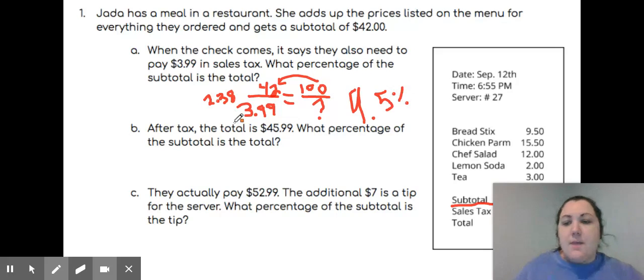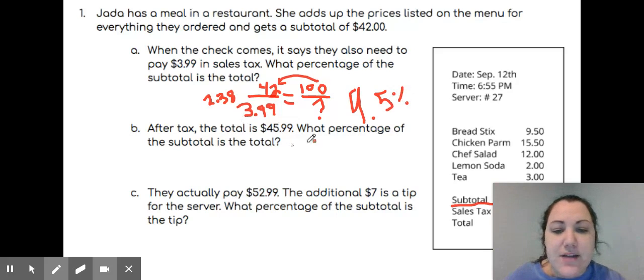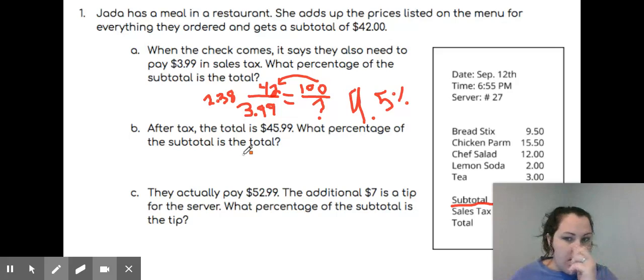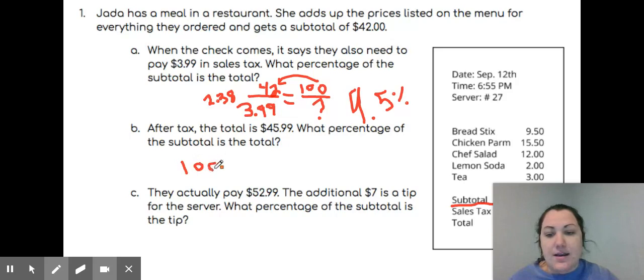Okay. B, after tax, the total is $45.99. What percentage is the total of the subtotal? Okay, so I want to know what's the overall percentage. So you've got to remember, we started out with 100%, and we added on 9.5%. And so now our answer is 109.5%.